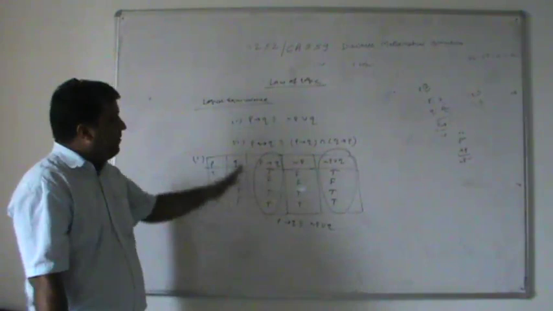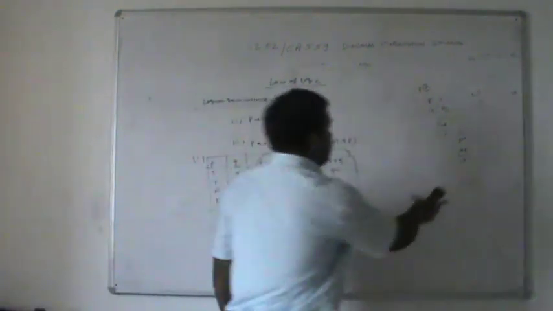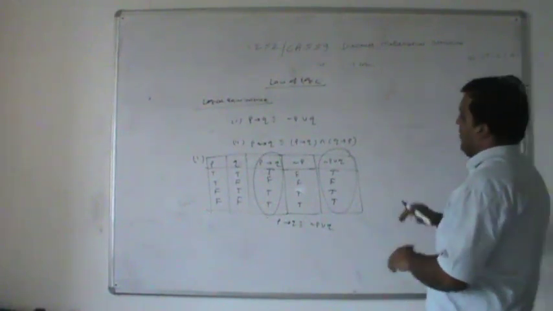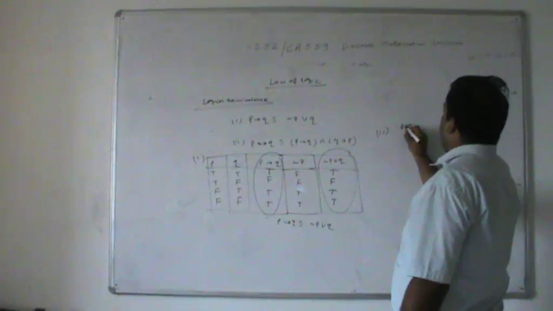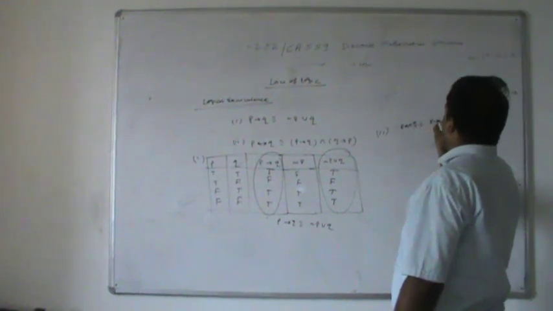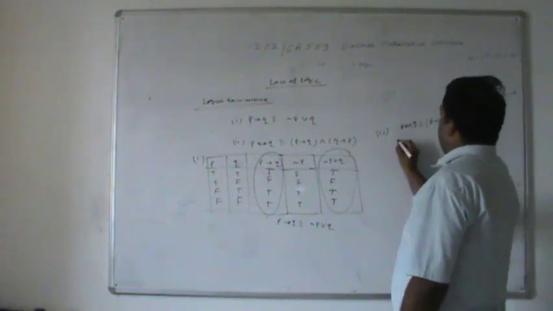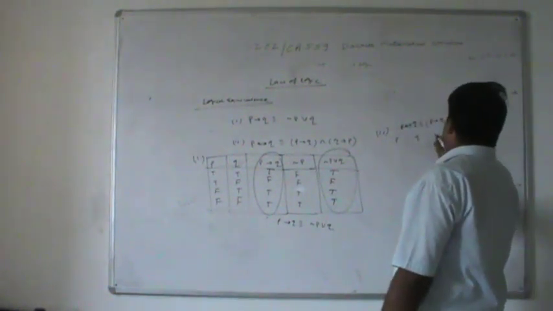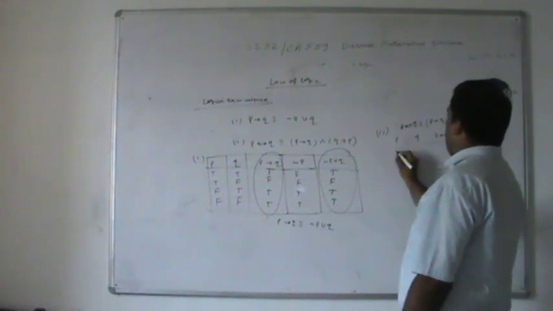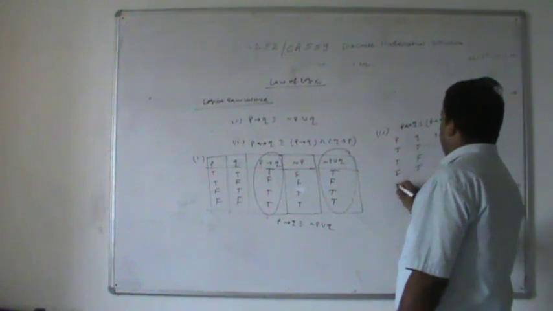Similarly, we can find another equivalent relation, the second one: P biconditional Q is equal to P implies Q and Q implies P. So we can take two propositions P and Q, and now take P biconditional Q. The values are true true, true false, false true and false false.